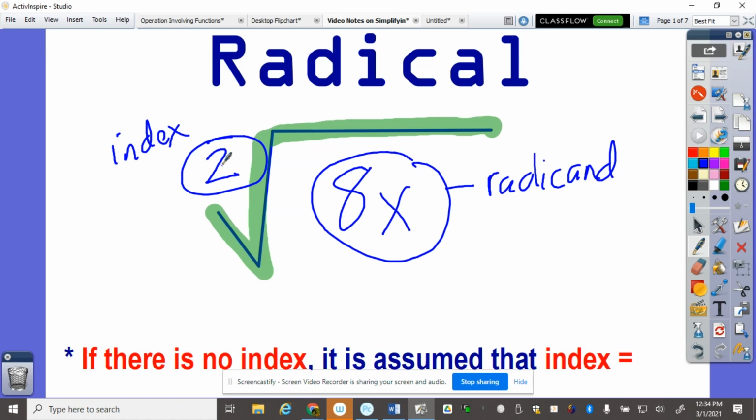Sometimes it could be a third power, 3 or 4 index or fifth root, so it varies, okay? Again, that's called the index, and if there's no number here, the index is assumed to be 2, okay?